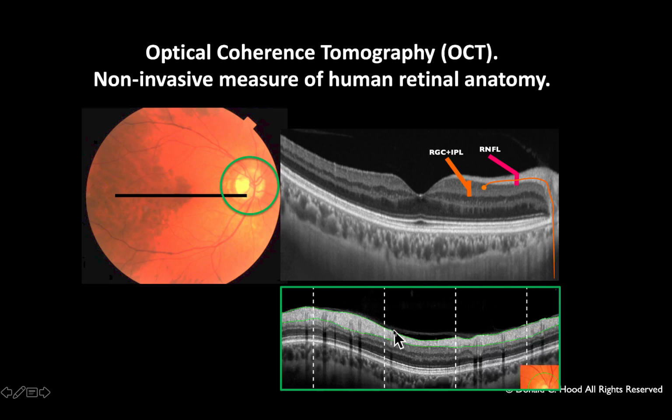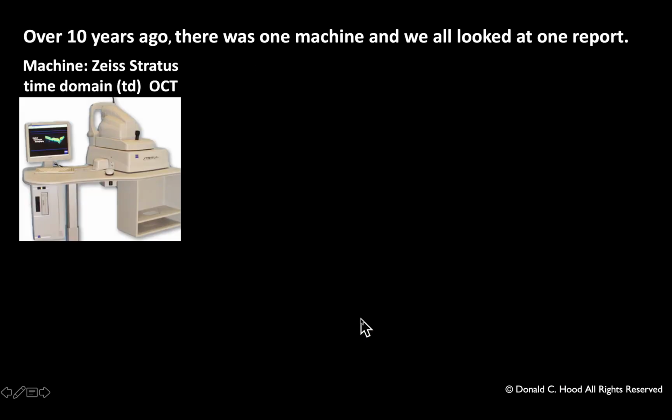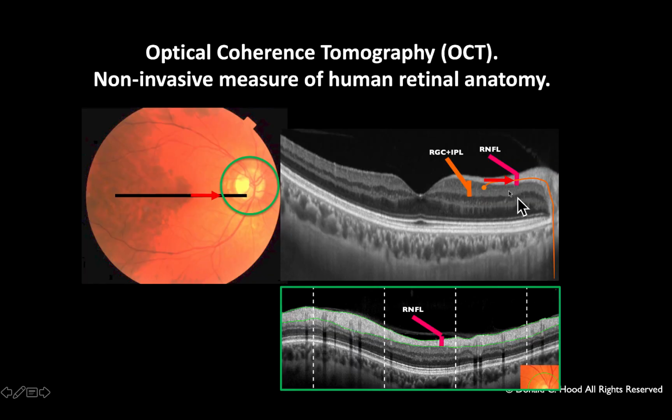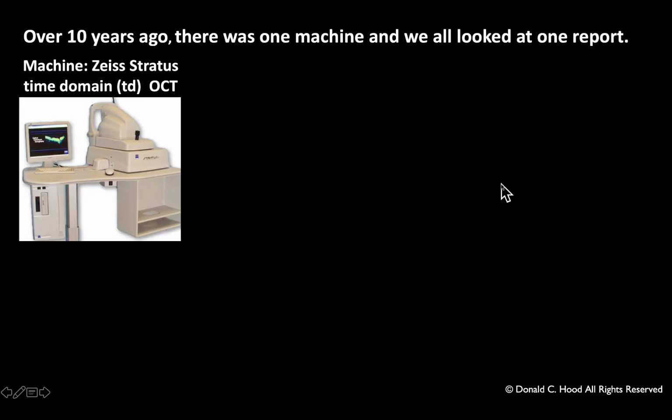So here's the results of a circle scan for the same eye. What you're doing here, that's retinal nerve fiber layer. And you're looking in this way, like this. Does that help? That is, you're looking in this way here.